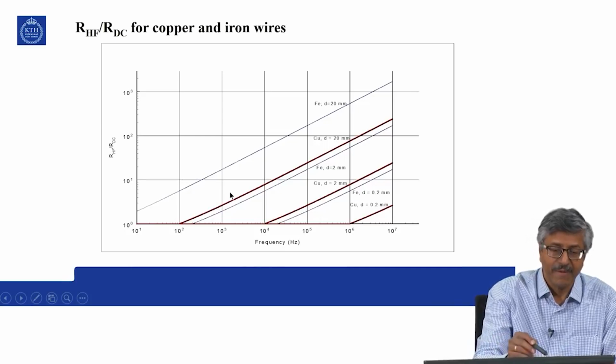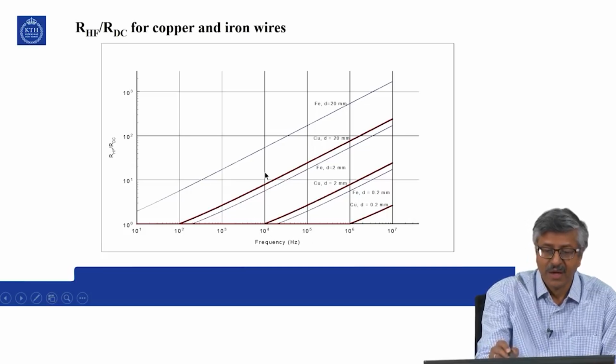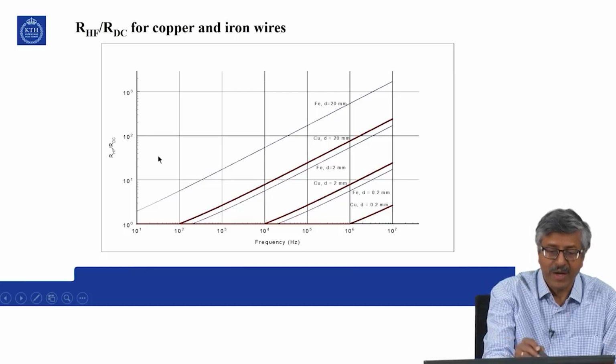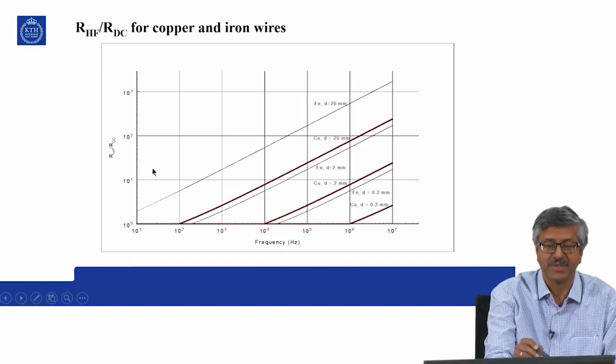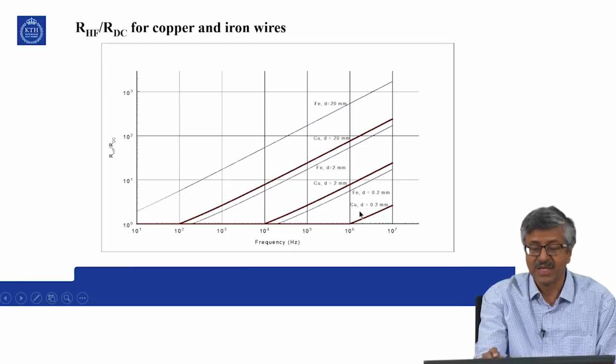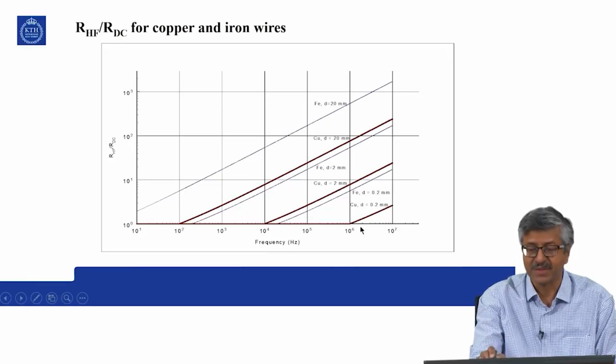Say for example, at 10 kilohertz, iron will already have a high frequency resistance that is around 30 or 40 times the DC resistance. So, skin depth makes a big difference in the resistance. For thin wires, the effect of skin depth happens at much higher frequencies.